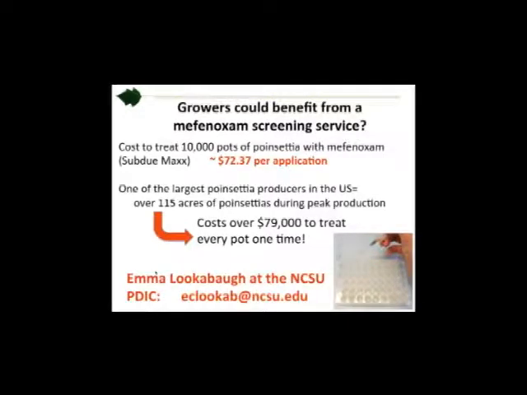So Emma's going to continue her PhD research. She currently works in the clinic at North Carolina State University. I've included her email address down at the bottom. We would like to offer this as a service through our clinic. And so if you are interested in getting your Pythium populations in your greenhouse tested, not just on poinsettia, but on other crops as well, you should go ahead and email Emma.